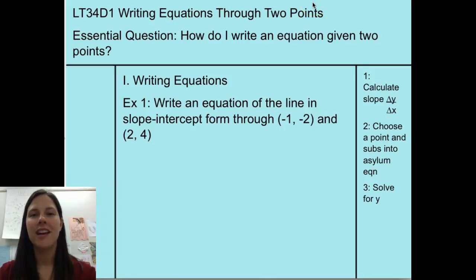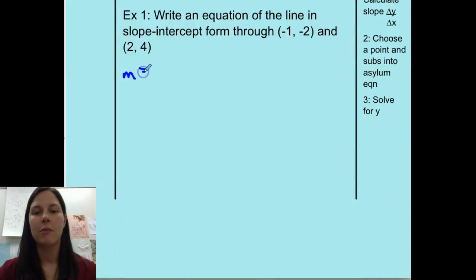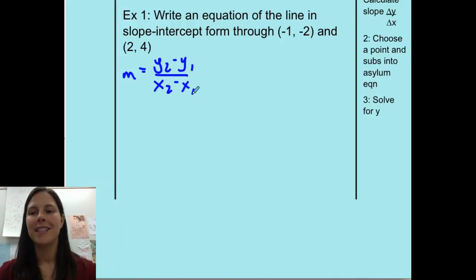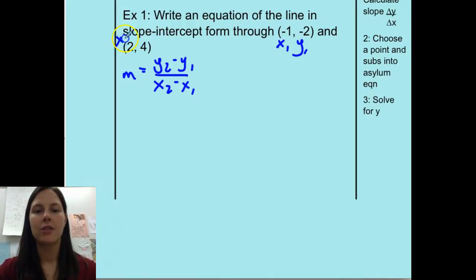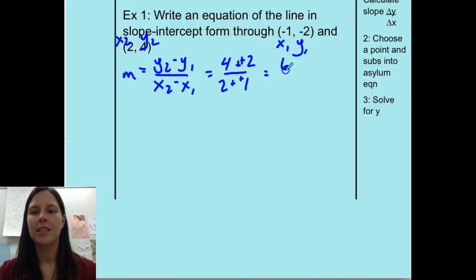Our essential question today is how do we write an equation given 2 points? Starting off by calculating slope, remember change in y over change in x, or y2 minus y1 over x2 minus x1. It does not matter which ordered pair you call x1 and y1, and which one you label as x2 and y2. With my choice, I am going to do 4 minus negative 2 over 2 minus negative 1. Adding the opposite in both the numerator and the denominator, we get 6 over 3, or 2 for our slope.